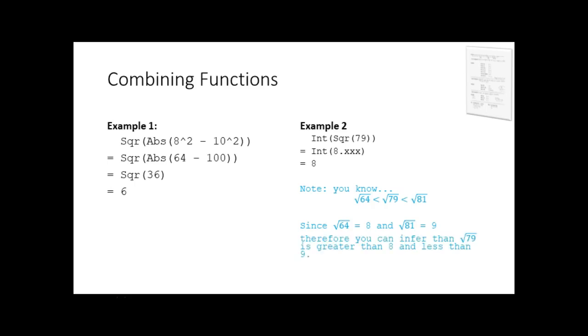So, you can infer that the square root of 79 has to be greater than 8, and it has to be less than 9. Greater than 8, less than 9. If you apply int to that, you will get 8.